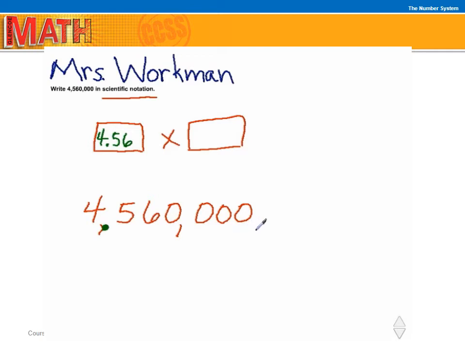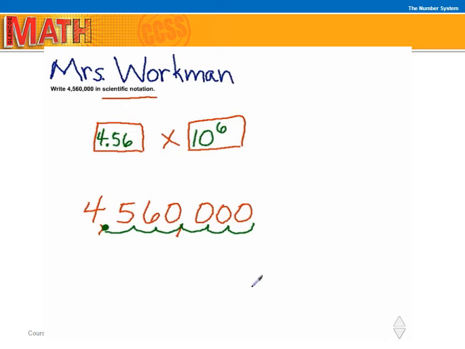The next thing we do is we need to find a power of 10. To do that, we're going to see how many places we'd have to move this decimal point to get it back to where it is in the original number. And that would be 1, 2, 3, 4, 5, 6 positions. In other words, I'd have to multiply by 10 to the 6th power.